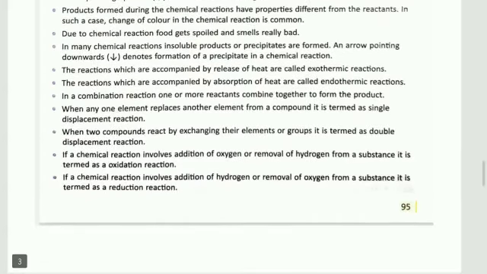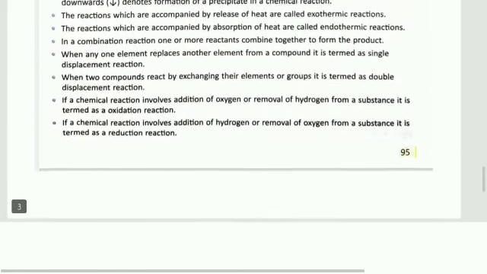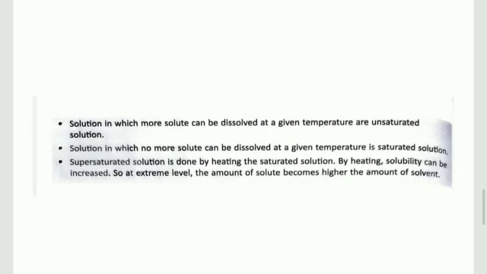If a chemical reaction involves addition of oxygen or removal of hydrogen, it is called an oxidation reaction. And if it involves addition of hydrogen and removal of oxygen, it is called a reduction reaction. Both together are called redox reaction. Solutions in which more solute can dissolve at a given temperature are unsaturated solutions, meaning more solute can be dissolved. A solution in which no more solute can be dissolved at that temperature is called saturated.